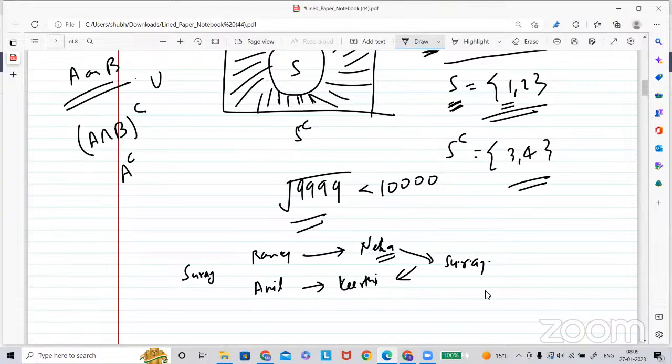Yes. See, the logic is saying Ramu is brother of Neha and Anil is brother of Kirti. The next thing is saying Suraj is brother of Neha and Kirti. What do you mean by it? These two are sisters. Neha and Kirti are sisters, right?